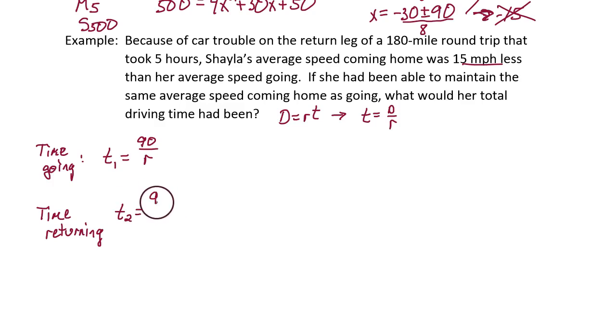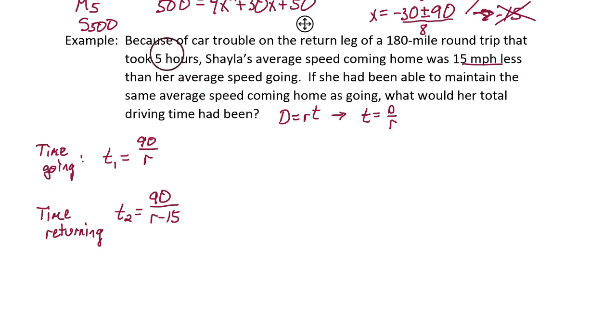Her return trip is also 90 miles, but her rate of speed is 15 miles per hour less. So that's R minus 15. This equation represents the time going to the destination. The second equation represents the time returning.